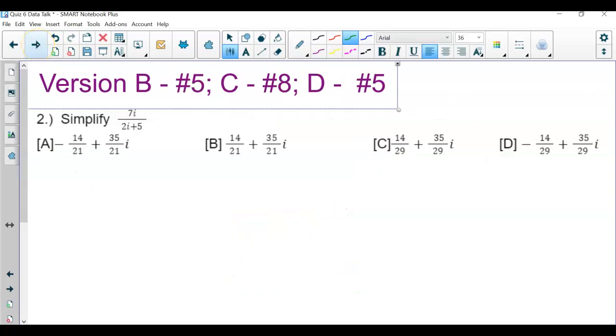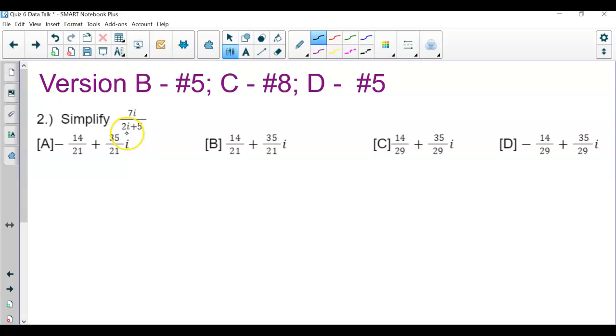So now going to number 2, go ahead if you need to pause it, but find your version number. And here we go. Notice how when simplifying, we cannot have i in the denominator, but I do notice this is not in standard form. So I'm going to switch it. So 7i over 5 plus 2i. Now I need to multiply by the conjugate, which changes the sign of the i. Now this becomes 5 minus 2i.